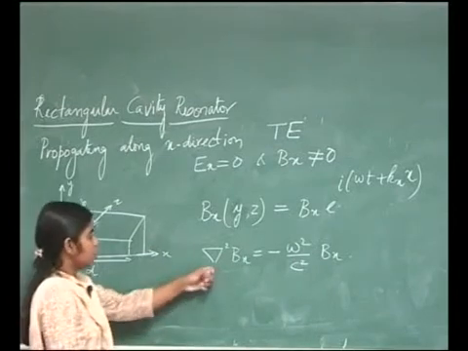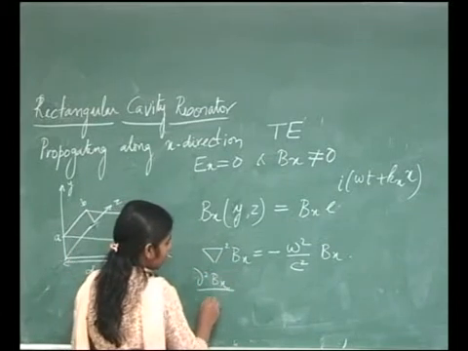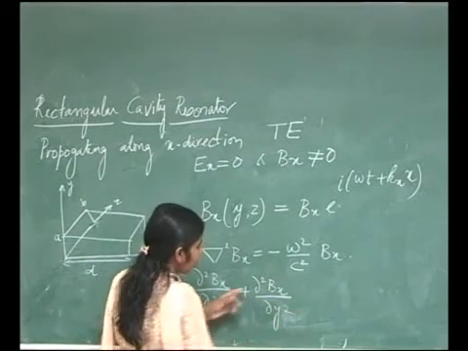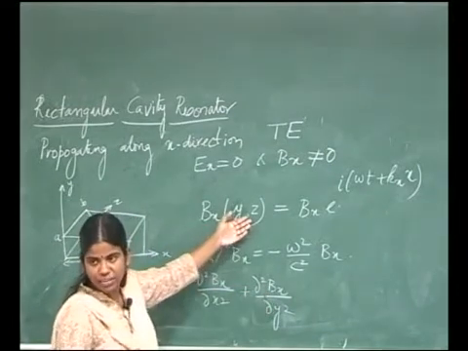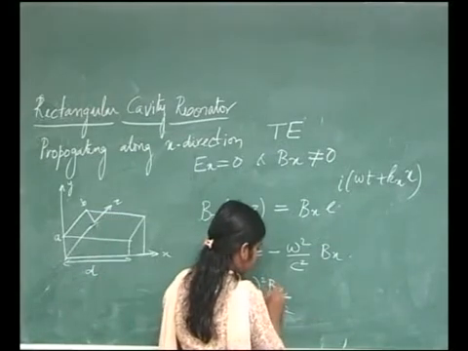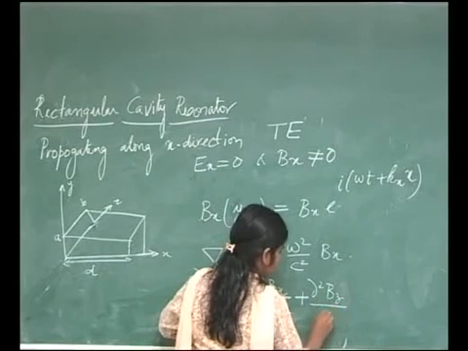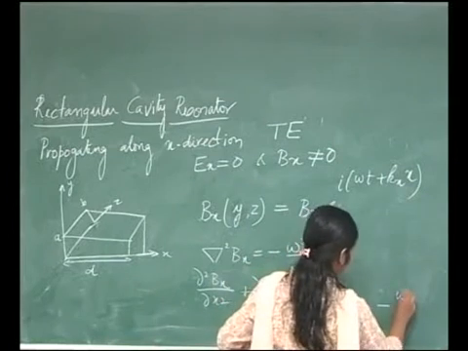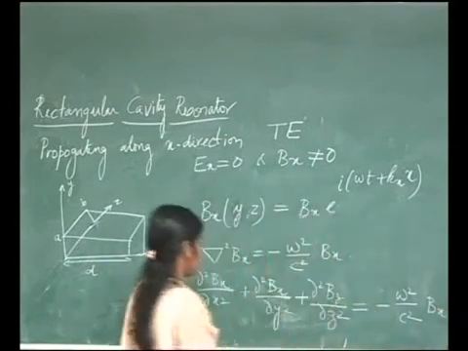Okay. Now this del square Bx can be written as del square Bx by del x square plus del square Bx by del y square. I cannot negate the fact that this term would be 0 because I have already written here that Bx is function of y and z. So these terms will definitely be there. Okay. So I have del square Bx by del y square plus del square Bx by del z square is equal to minus omega square by c square into Bx.